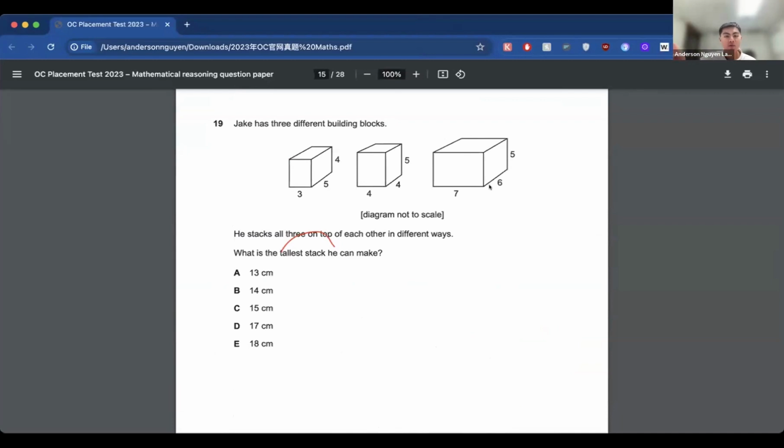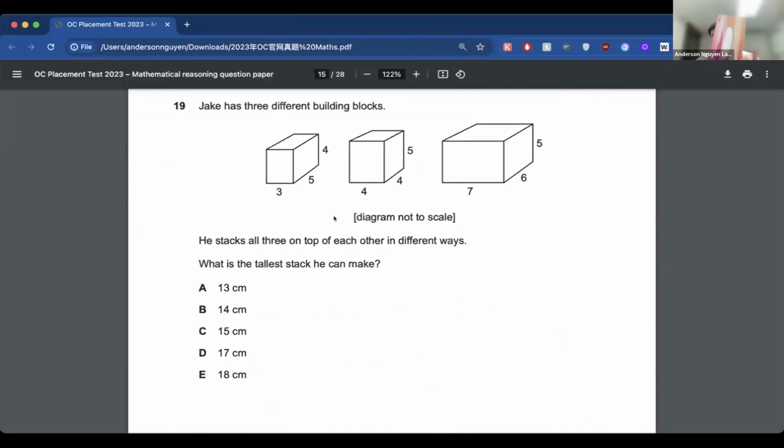Now for 19, this one was, I'd say, quite straightforward. It looks scary. You might think there's measurements involved since it mentions tallest. But what the question wants you to do is stack them on top of each other and try to get the tallest height possible. Meaning, when you stack these, you just want the length that's the longest in the dimensions for each of them to be the height.